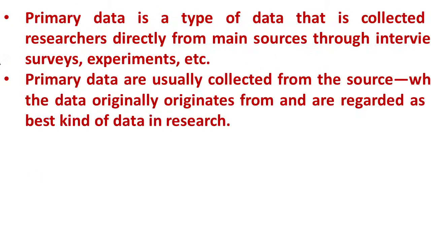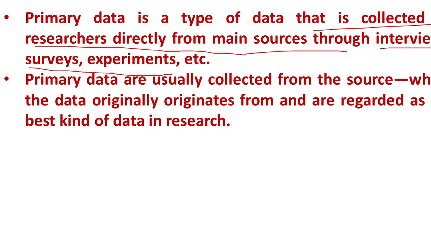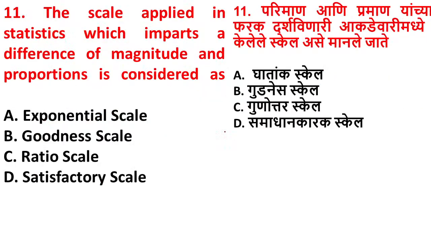Because the researcher is going to meet the people and is collecting the data. Primary data is a type of data that is collected by the researcher directly from the sources through interview method, survey method or experiment method. Primary data are usually collected from the source where the data originally originate, and primary data are regarded as the best kind of data in research because these data are original in character.